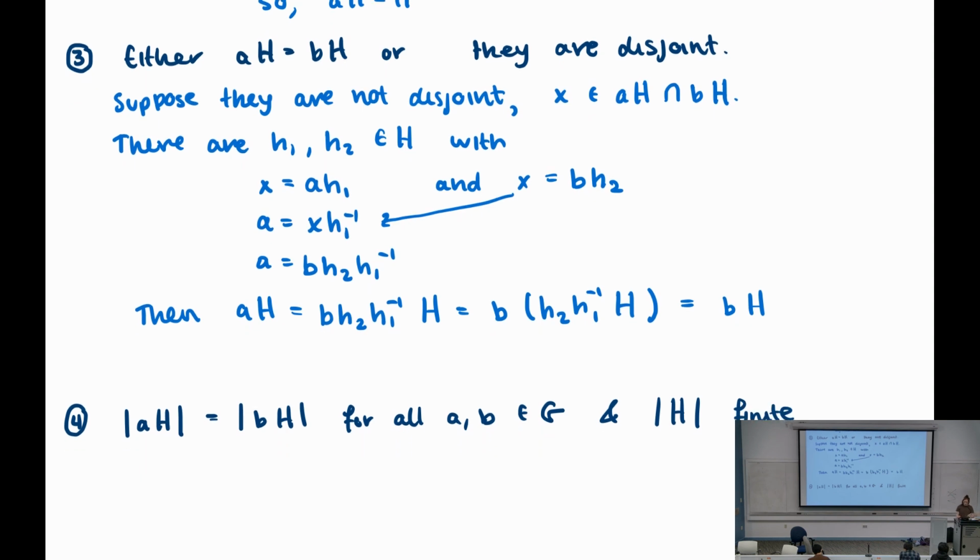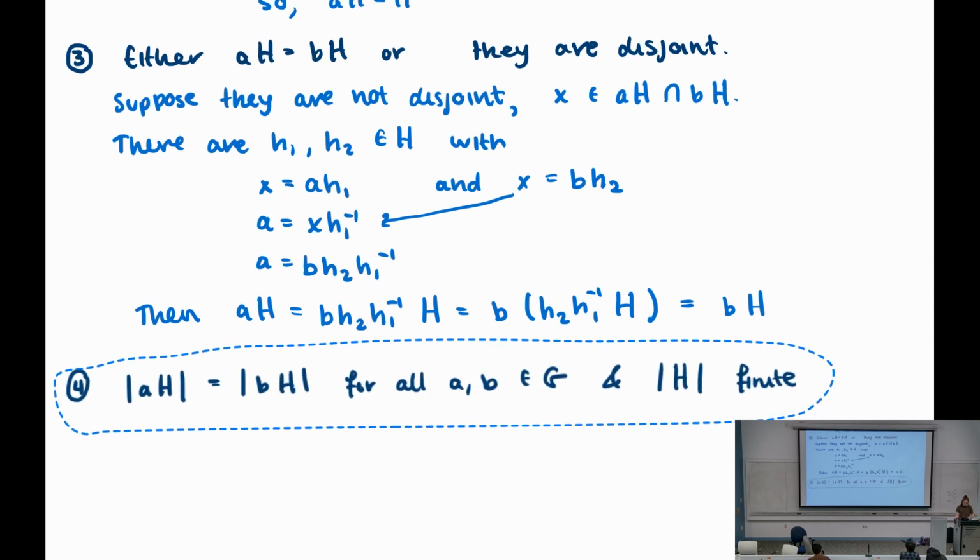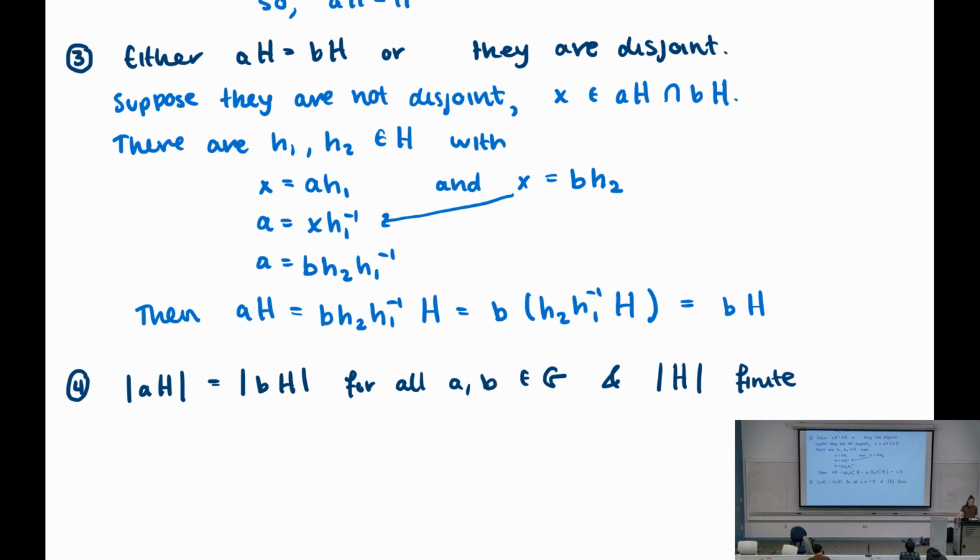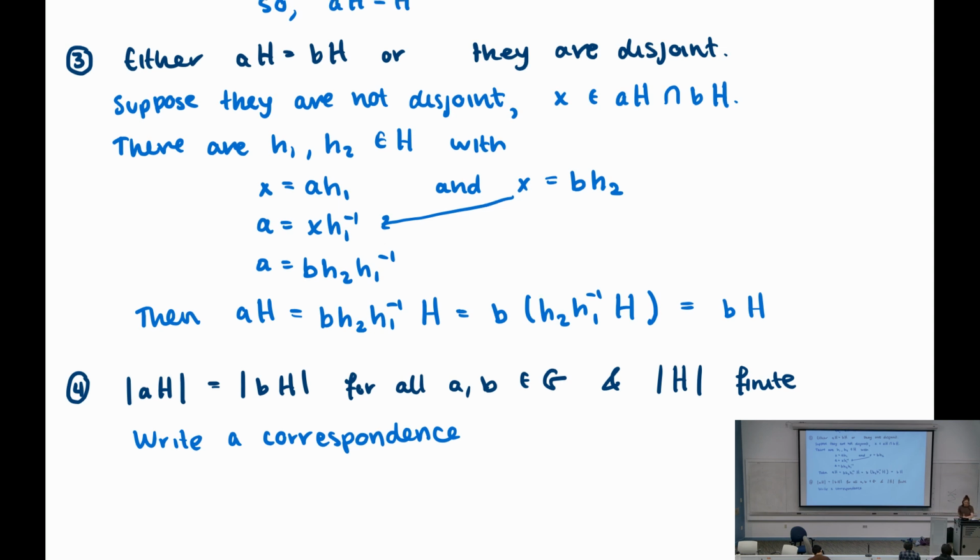Okay, so let's prove this last bit. And these properties are going to form basically all of the ingredients that we need to prove Lagrange's theorem, which will come next. So that's why we're doing this. To do this, I'm going to write a correspondence, or a bijection, between the elements of aH and the elements of bH.